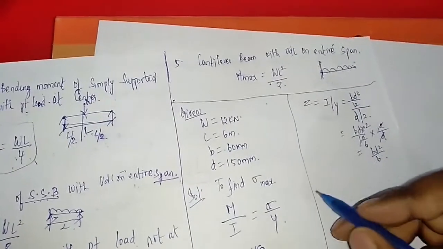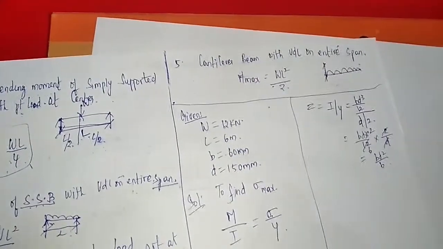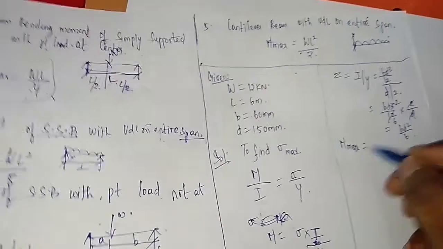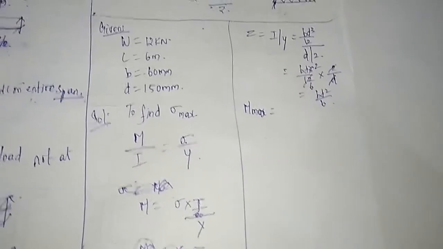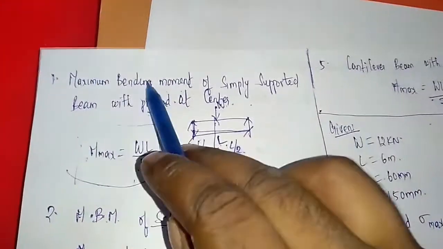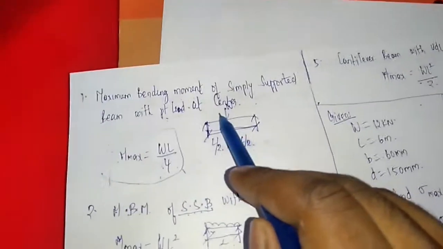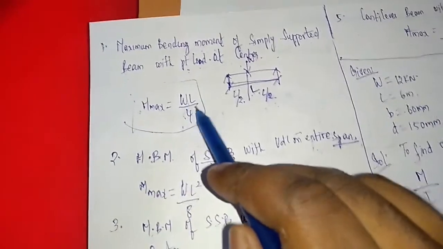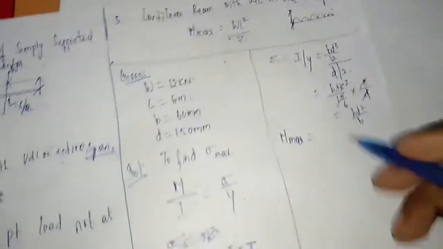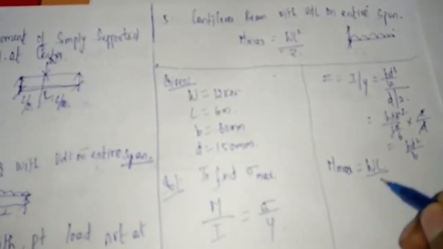Okay. So now first find this moment. What is the maximum bending moment for a simply supported beam with point load at center? I have already shown you the formula, right? Maximum bending moment is equal to WL by 4. So substitute that, WL by 4. What is your W? W is nothing but 12.